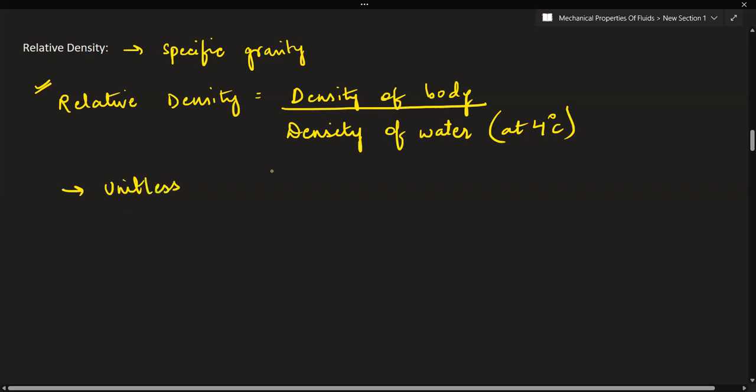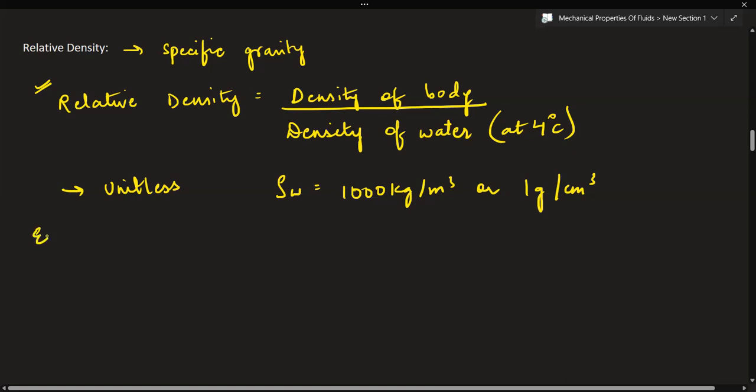And density of water I've already told you. Just remember this. This is 1000 kg per meter cube, because many times it's not given in the question and you have to use it, or 1 gram per centimeter cube. Is it clear? Yes, ma'am.